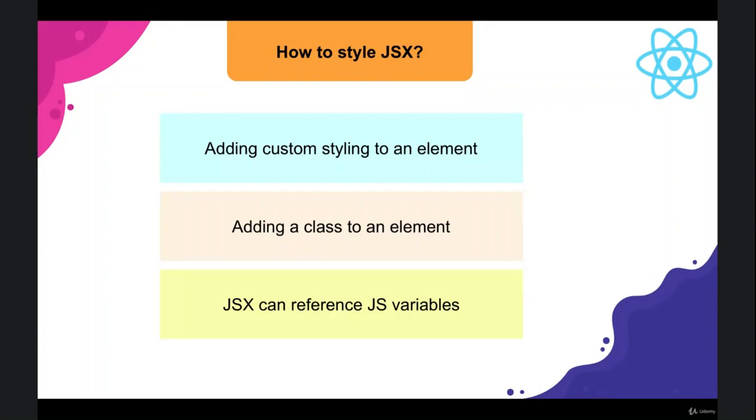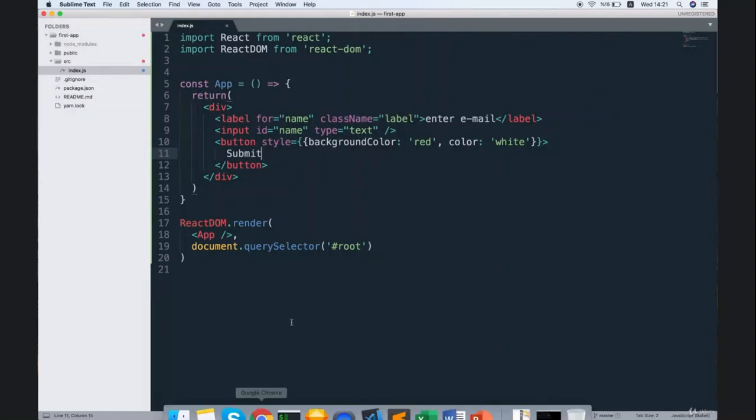JSX can very easily reference JavaScript variables. Essentially, that means that we can take a JavaScript variable and easily print it inside of our JSX block. So let's flip back over to our code editor and get a quick example of what this would look like.